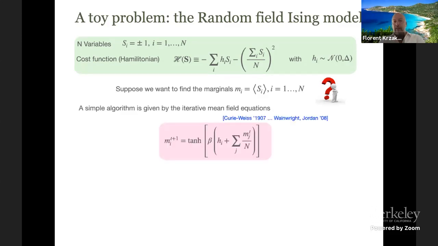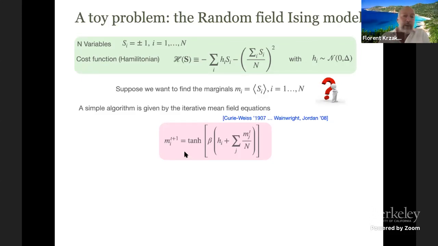Well, the favorite algorithm from physics is certainly called mean field. It was developed for this problem by Pierre Curie and Pierre Weiss at the beginning of the 20th century, and then it made its way to machine learning. There is a beautiful review by Wainwright and Jordan. And if you write this very naive algorithm here, this is what you get.